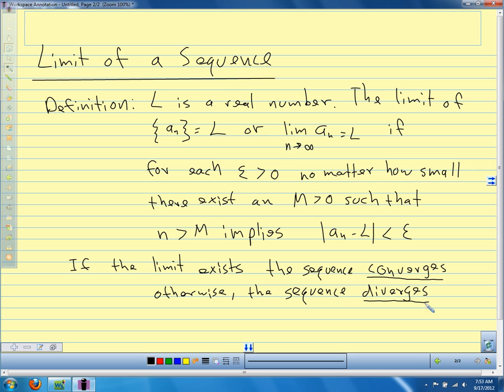So this is our formal definition of a limit for a sequence. We have this epsilon greater than 0, no matter how small. So for any epsilon, no matter how tiny we pick our number, we can find an m such that when n is past m, our terms of our sequence are within epsilon units of our limit. And we'll draw a graph here in just a second to show what this means. So this is our formal definition of a limit.